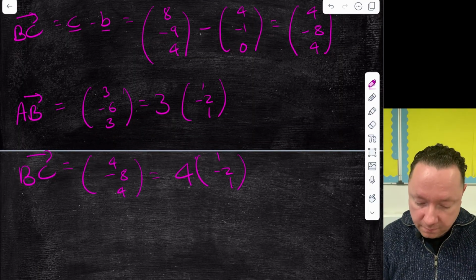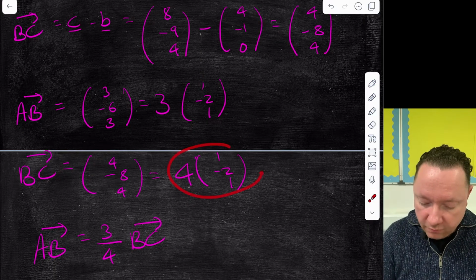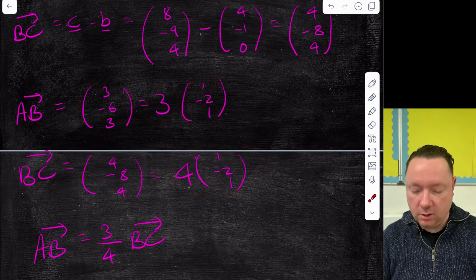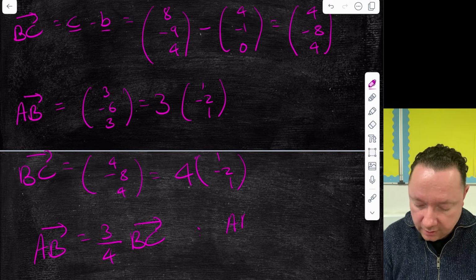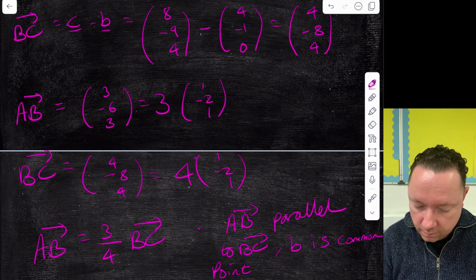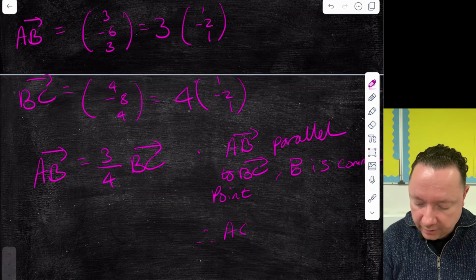So we can see that A to B equals 3/4 of B to C. If you divide that by 4, you get back to this one. If you times it by 3, you get back to this one. So it's 3/4. That means that A to B is parallel to B to C is all you need to write, but B is a common point. Big B actually, isn't it? Therefore, A, B, and C are collinear.